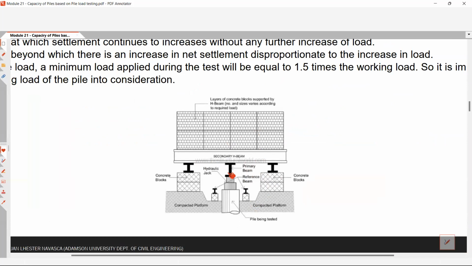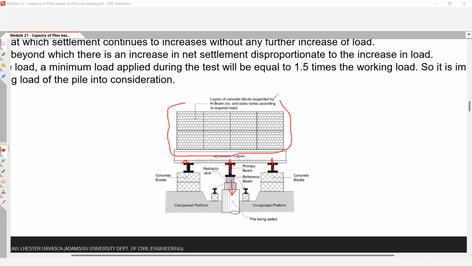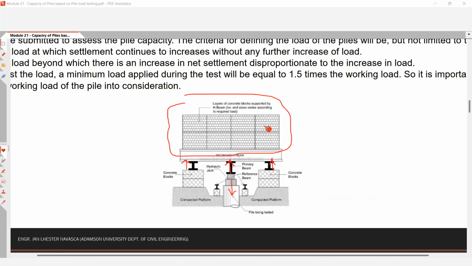Parang naalala niyo sa UTM, Universal Testing Machine. Ito yung force, meron siyang reaction dito. Yung reaction dito, yun yung magkakaroon ng actually loaded dito sa piles natin. And dadagdagan to every time yung layers of concrete blocks. So ganyan yung setup dun sa mga static pile load test.